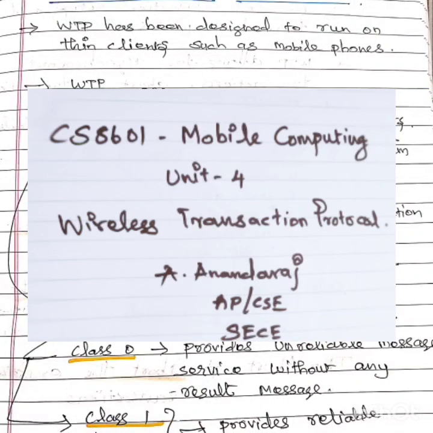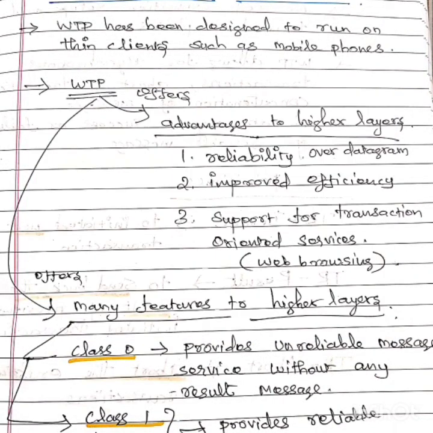Next, we see about the wireless transaction protocol. Last class, we saw the wireless transport security layer. In that layer, if you want to exchange data between two peers, you must establish a connection between the two peers, and only then can you send messages. Here, if you are using the wireless transaction protocol, you need not establish a connection between two peers. You can directly send the messages to the peers.